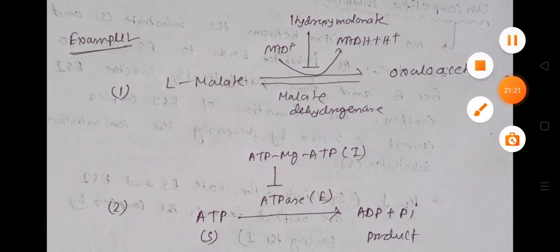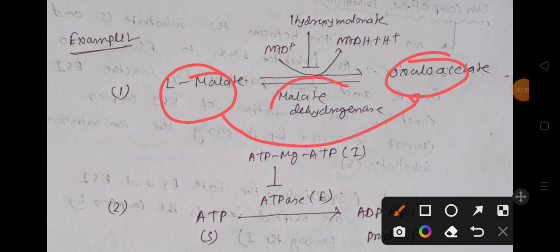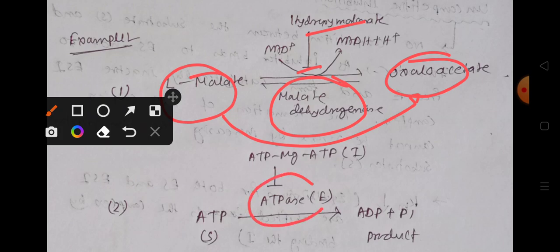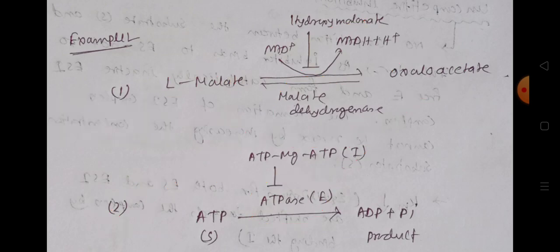One is the conversion of L-malate to oxaloacetate, which is catalyzed by malate dehydrogenase, and is inhibited by hydroxymalonate. Another one is the ATPase enzyme, okay, which is inhibited by a high amount of ATP or excess amount of ATP, that forms a twice complex with the substrate ATP-Mg. Okay, so that is the idea. So this is the ending of uncompetitive inhibition.